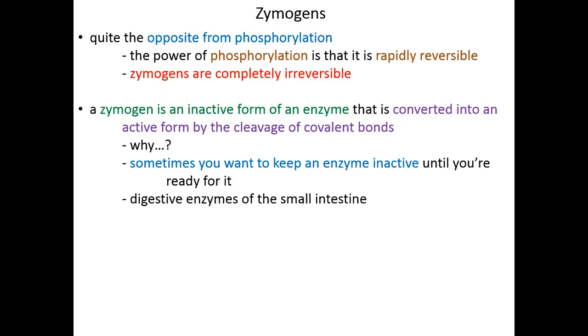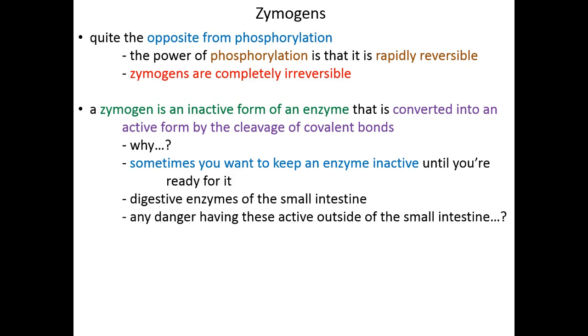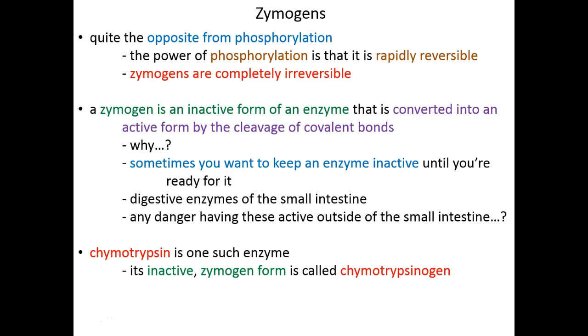And then you can send it where it needs to be, like the small intestine, and activate it there where it's meant to do its job. So chymotrypsin is an example of an enzyme like this. It is a digestive enzyme. When it is made, it's made in its inactive zymogen form, and we call the protein in that form chymotrypsinogen. The -ogen at the end, like zymogen, signifies that it is in its inactive zymogen form.